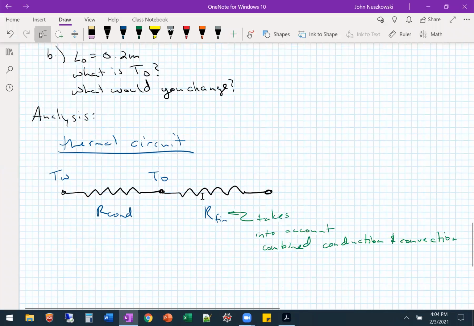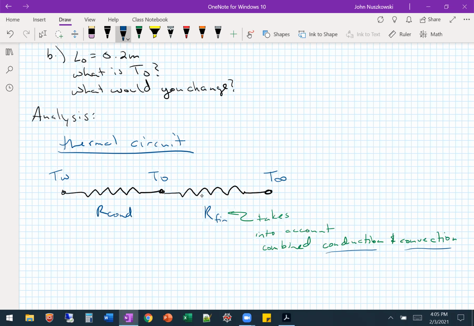All right. So that's T infinity. The common mistake I do see is separating these into two resistors, one for conduction and one for convection, and it's not. So just try to understand that one. All right, we have our thermal circuit.